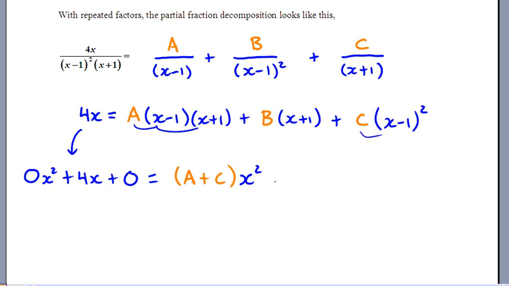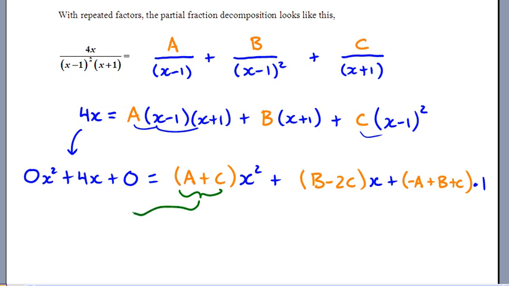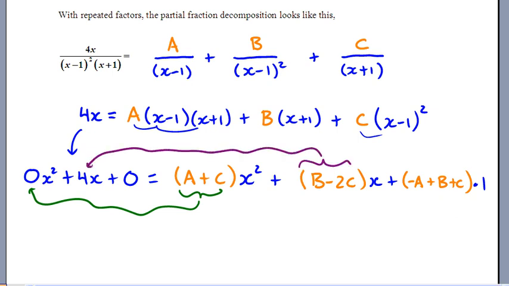Then looking at the x terms, those can show up in the B and in the C terms. You're going to end up with B minus 2C multiplied by x. And then for the units, for the 1s, all 3 terms can create that. And you would have plus a negative A and a B and a C all multiplied by 1. And so now you start equating and you say, oh, okay, well, it looks like that has to be this 0. And also, another equation we could create looks like this has to be that 4.